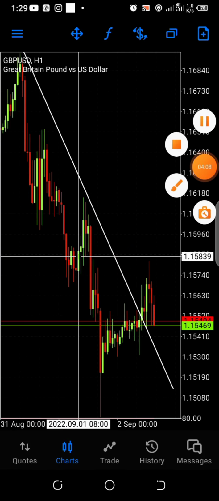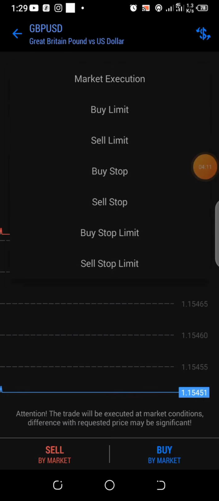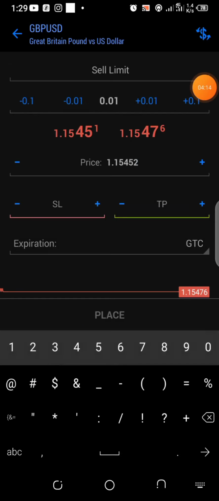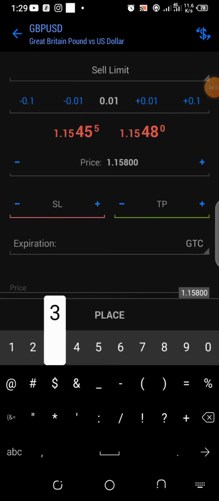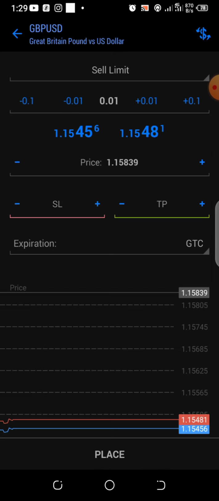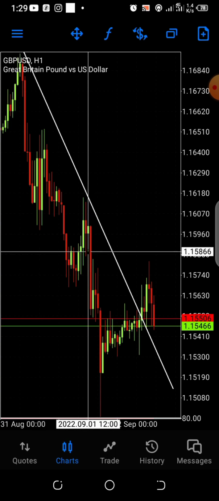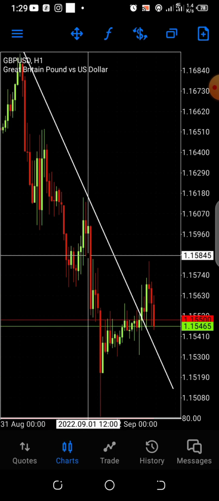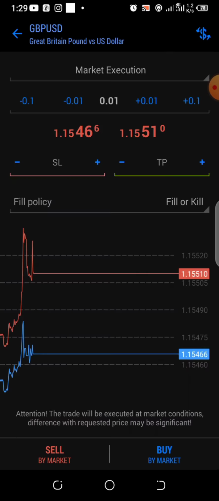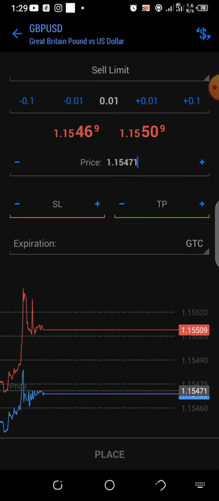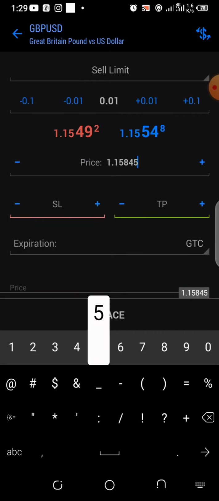15839. Don't forget the major reason for this decision. The major reason for this decision is to grow this small trading account. 15845. Sorry, I made a mistake. 15845.